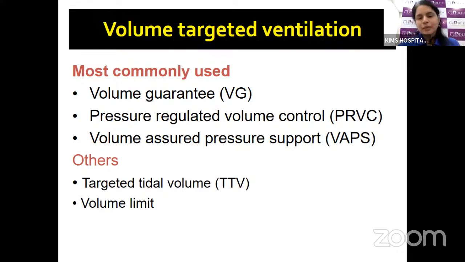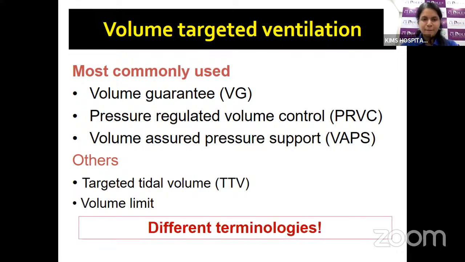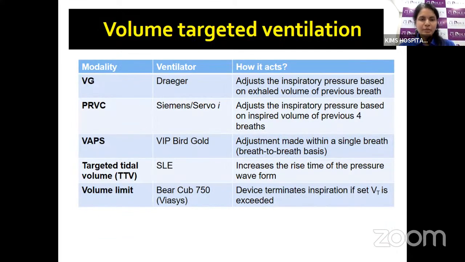So let's see how the practical algorithms of some of the common modes of VTV function. Common modes of volume targeted ventilation include volume guarantee, which is available with Draeger; PRVC, pressure regulated volume control, available with Servo-I; and volume assured pressure support, available with VIP Bird. There are other modes such as TTV, or targeted tidal volume, available with the SLE 6000 and GE ventilators, and volume limit, available with the Sophie Stephanie ventilator. We cannot discuss all of them in detail, but we'll at least discuss volume guarantee and PRVC.